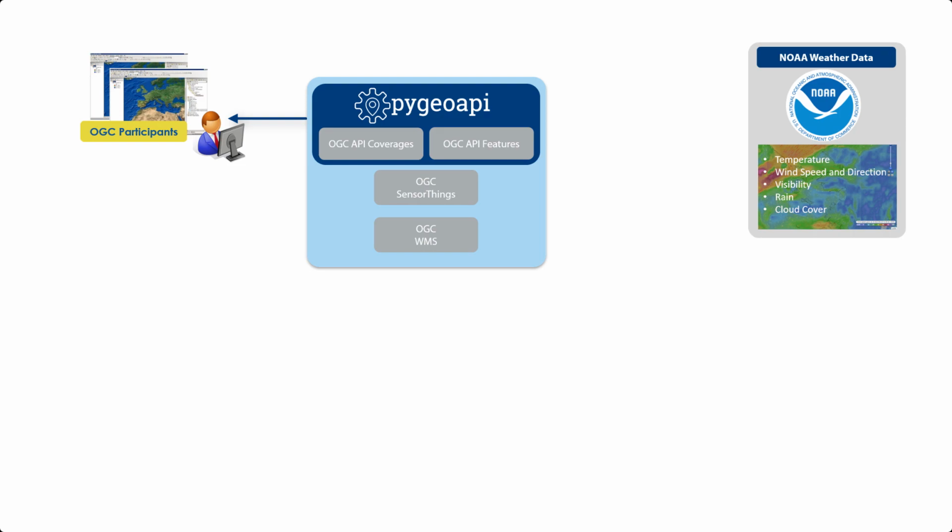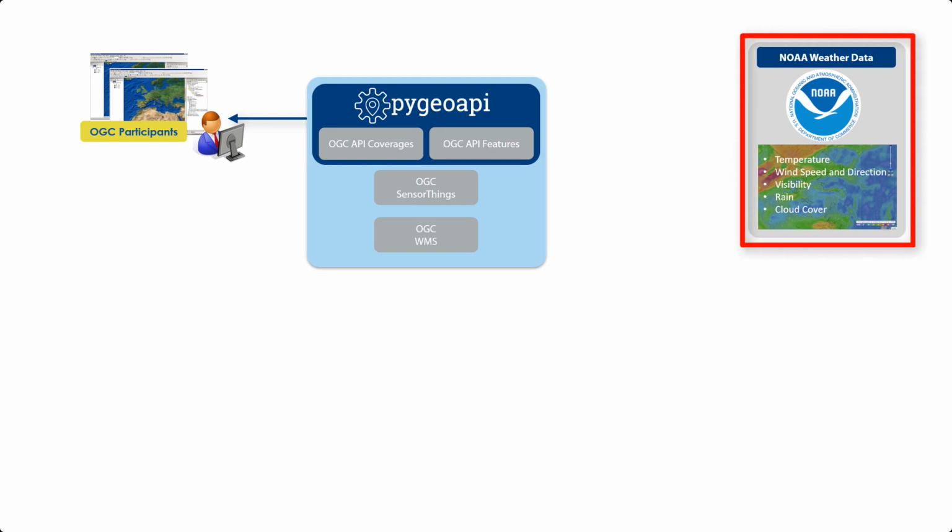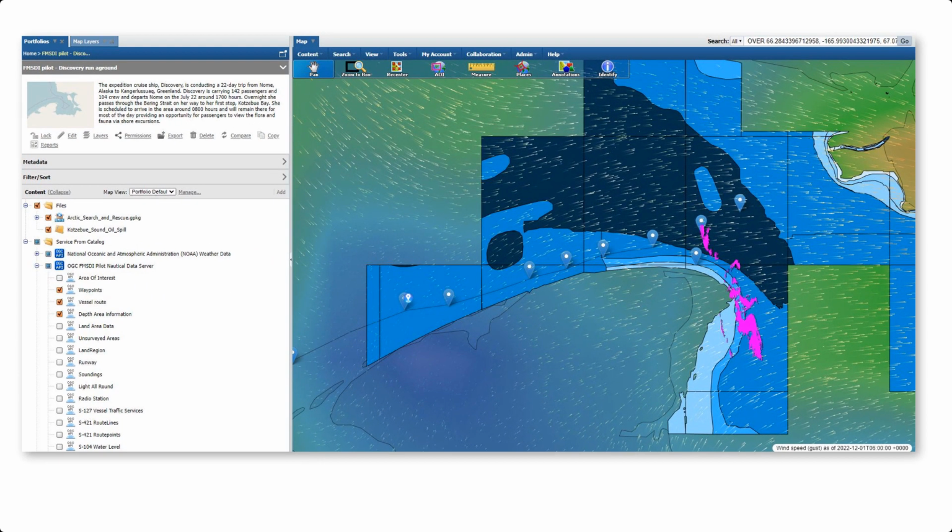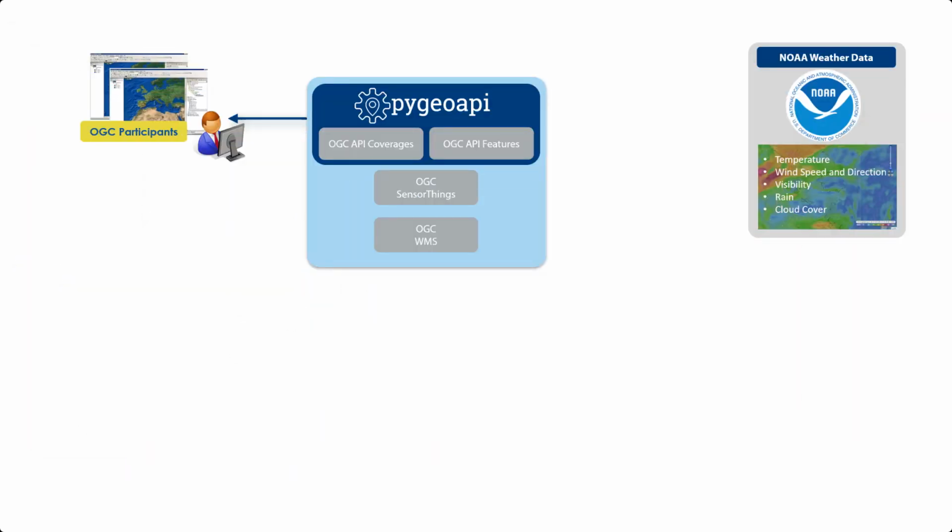Data such as NOAA Global Forecast System, GFS, GRIB weather files are downloaded and processed to generate particle layers, depicting the wind direction and speed. Additionally, the GRIB files are processed to create CoverageJSON, that is fed to the client, using OGC API coverages.